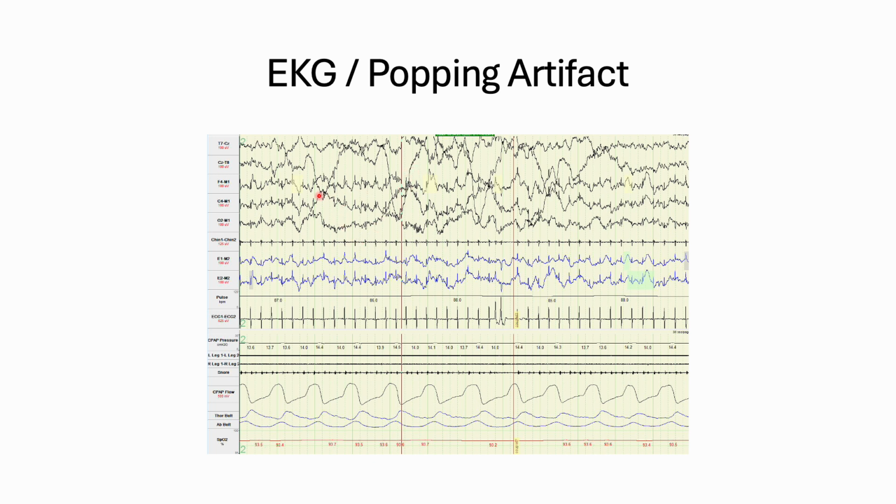This also looks like, they kind of look like big waves, like slow waves, right? But they're not. This is probably sweat or a popping artifact, something like that. So you've also got the EKG in the chin, and the eyes, the M's.